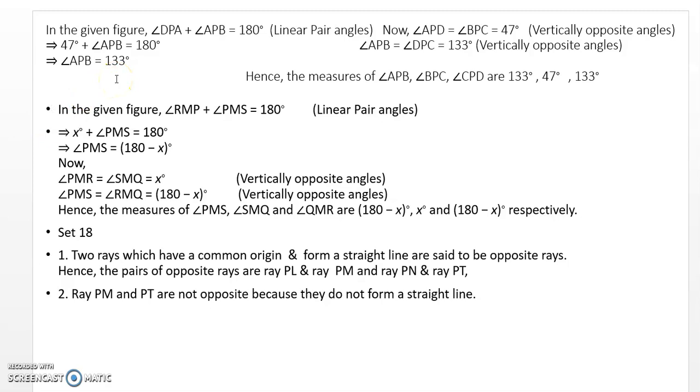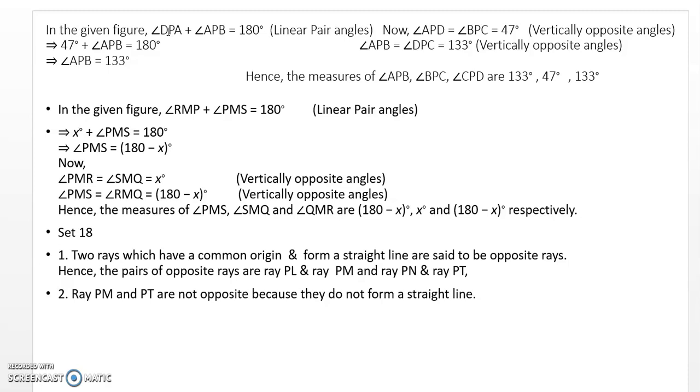Now we'll solve sums based on vertically opposite angles. The first sum is given on page number 30, in Set 20. It is given that lines AC and BD intersect at the point P. APD is equal to 47 degrees. Find the measures of APB, BPC and CPD.